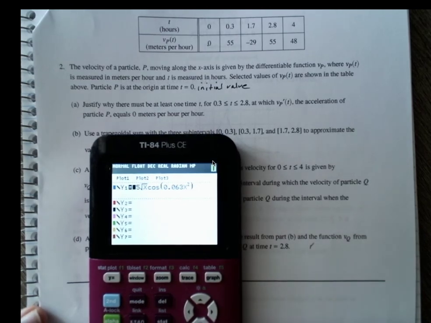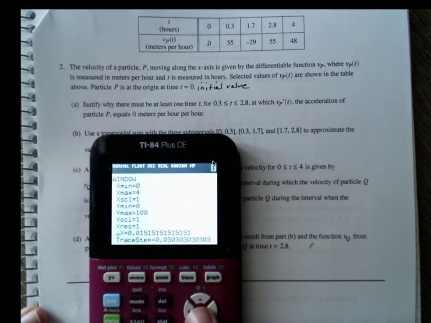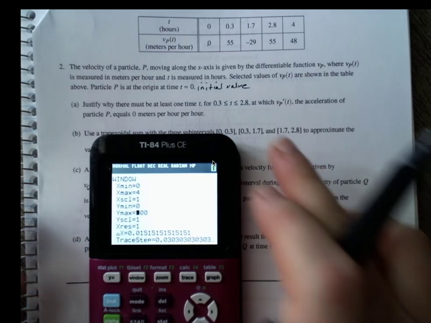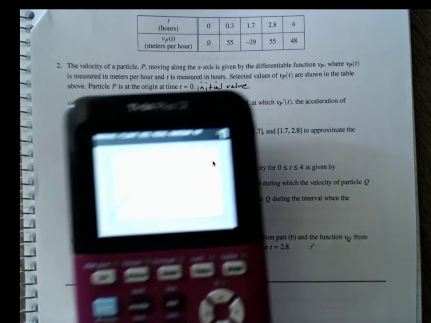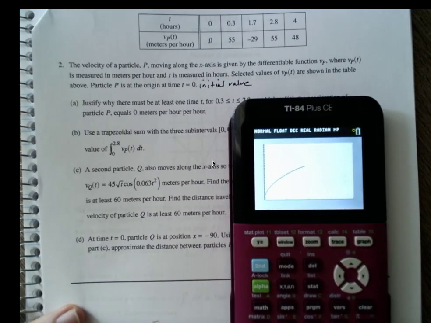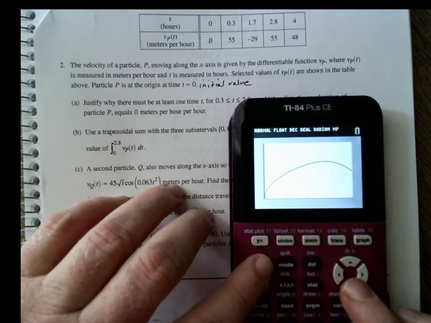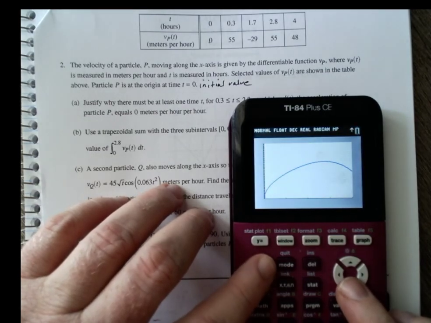Okay, and then I'm going to graph it. We're looking at the window from 0 to 4, and I arbitrarily did 0 to 100. I have no idea if that was good enough. It turned out it was. It was arbitrary. I guessed on that number. Here comes my graph of my function. Let me dim this a little bit so you can see it.